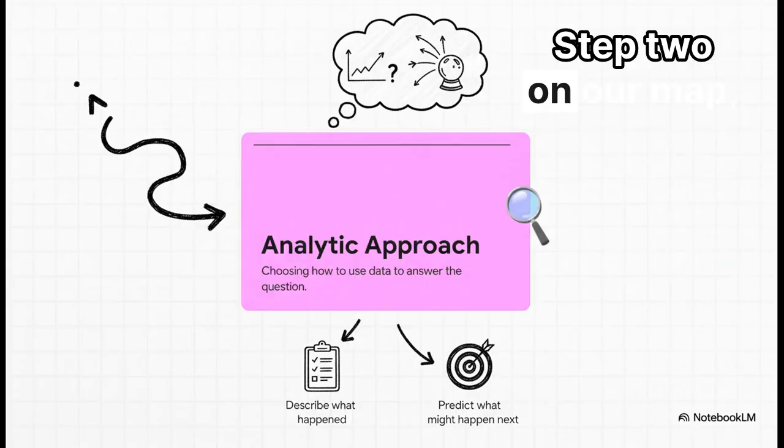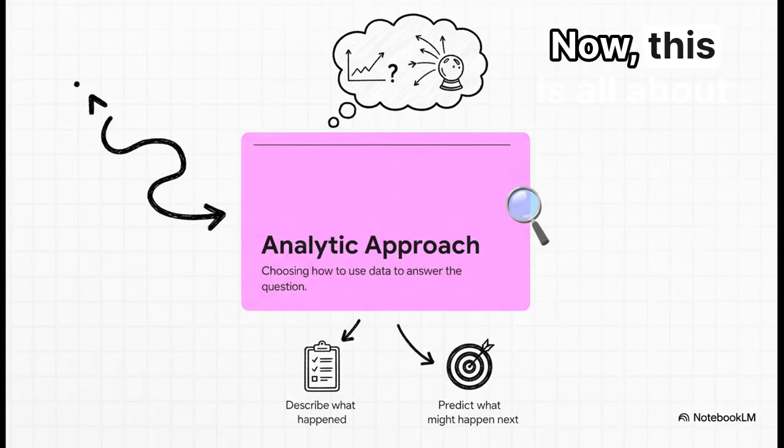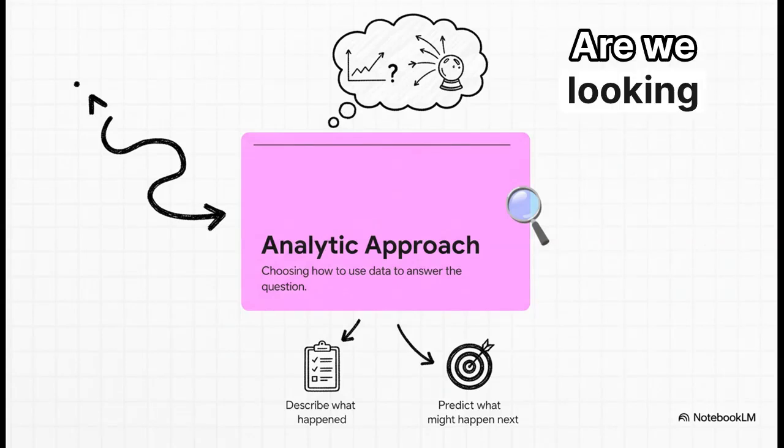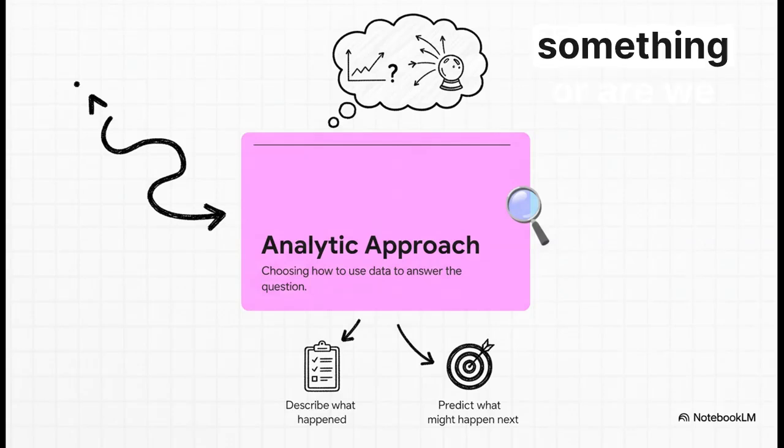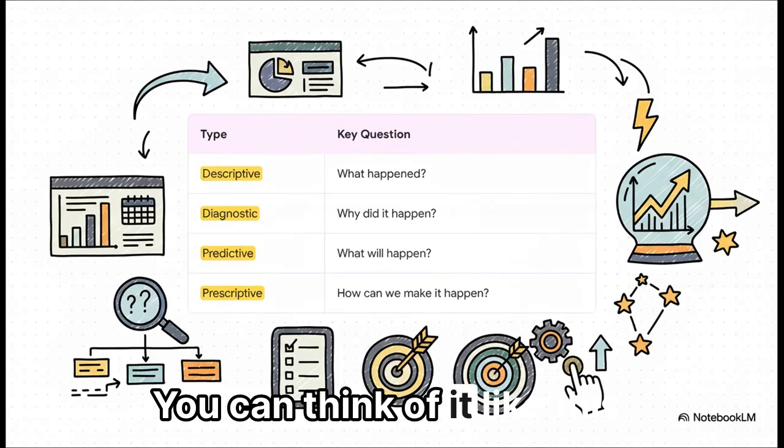Okay, step 2 on our map, choosing the right analytic approach. Now, this is all about deciding how you're going to use your data to get an answer. Are we looking backward to describe something, or are we trying to look forward and predict what might happen? You can think of it like this.